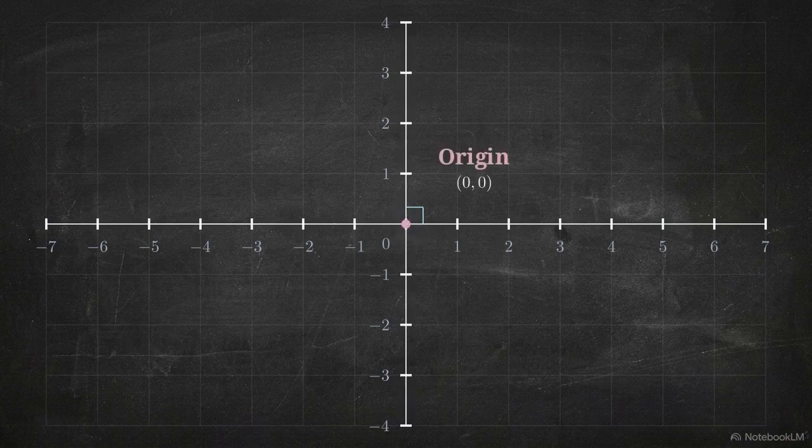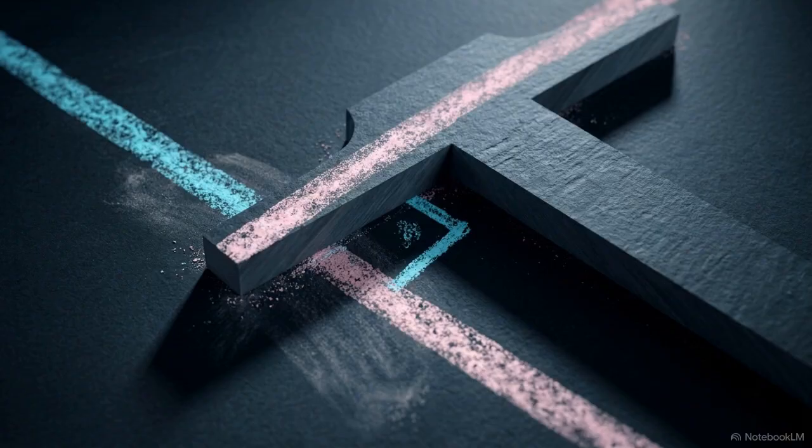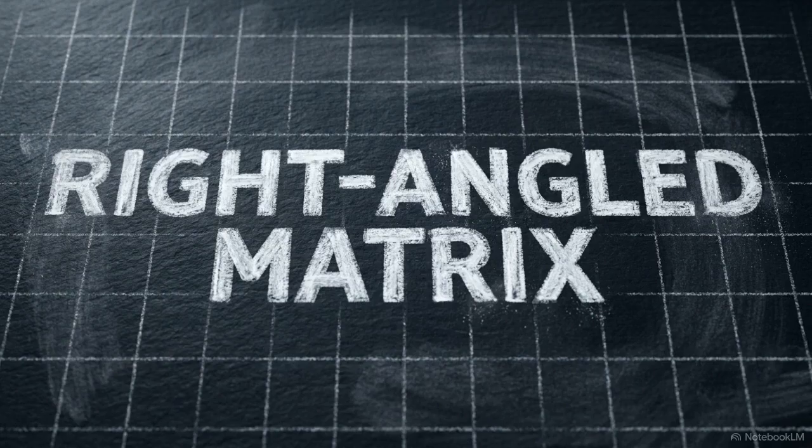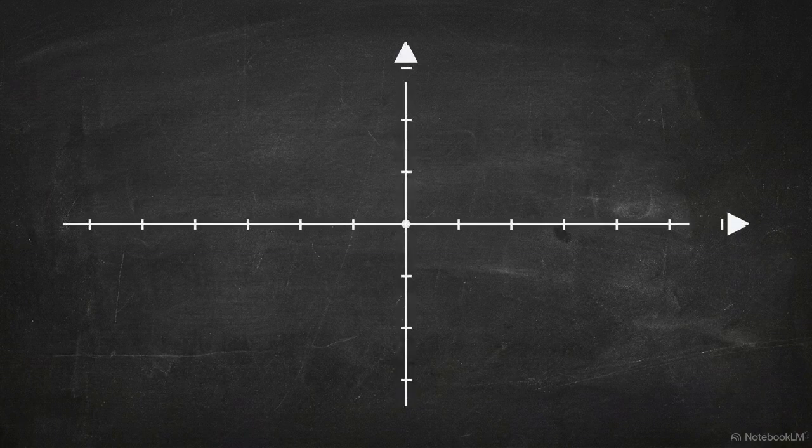This is the origin. This system relies on orthogonality, the requirement that the two axes intersect at a 90-degree angle. This right-angled construction is why this is formally known as a rectangular coordinate system. By convention, we label the horizontal axis as x and the vertical axis as y.